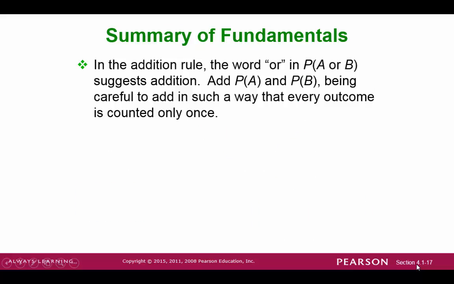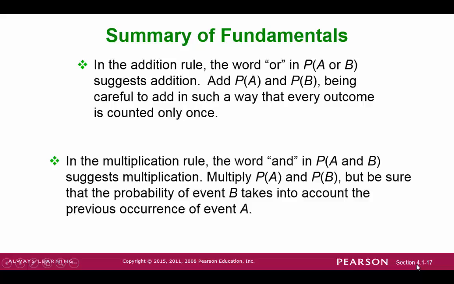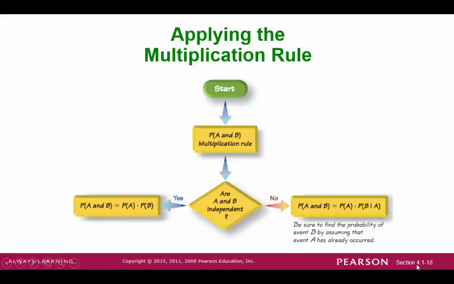Let's summarize the 2 major rules in probability. When you see the word or, think about addition. Be careful to watch out for overlaps, making sure you subtract this out. When you see the word and, think of multiplication. For this, make sure you account for any changes in the sample space after performing the first trial and before doing the second one. Here's a little flowchart for the multiplication rule.